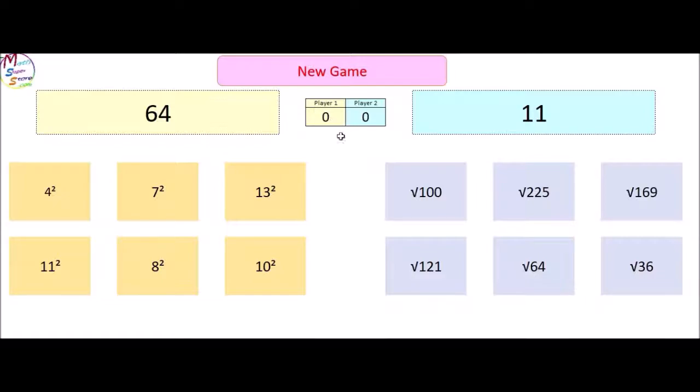Okay, there's two players, player one, player two, and they both work together at the same time. Both sides of the board work independently of each other. So choose 8 squared and we get a point. And we find 9, the square root of 81, and 9 squared, and 100, whatever that is.